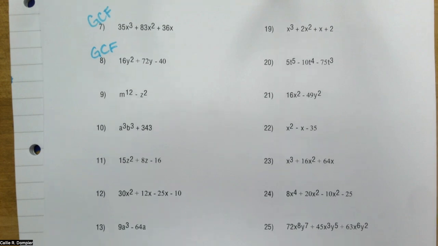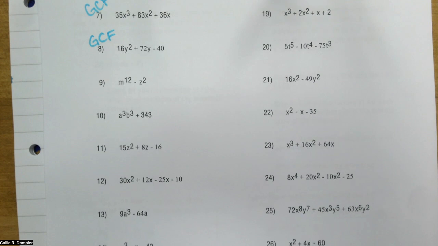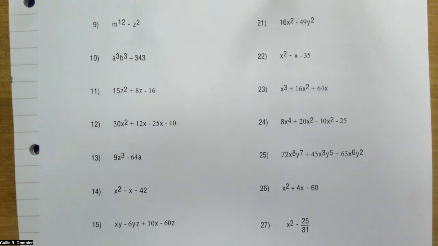Okay. Looking at number 9, m to the 12th minus z squared. Nothing I can do with that because those are two totally different variables. No way to factor that. Number 10, a cubed b cubed plus 343.